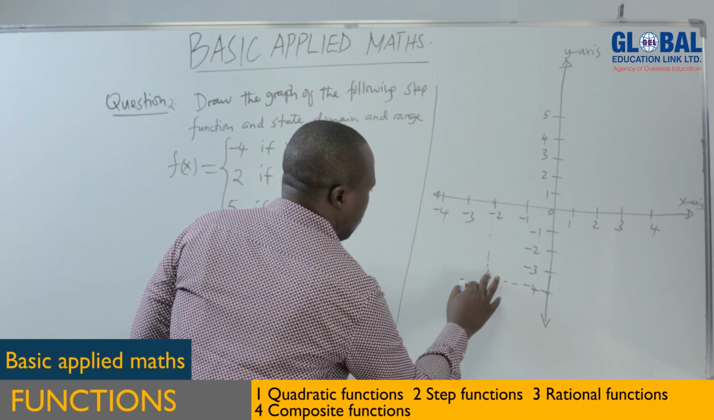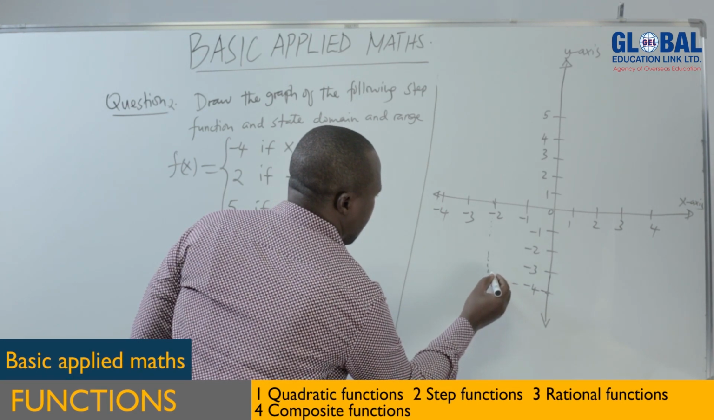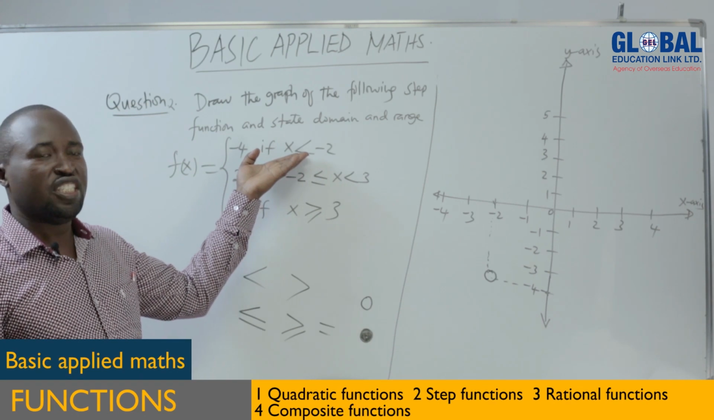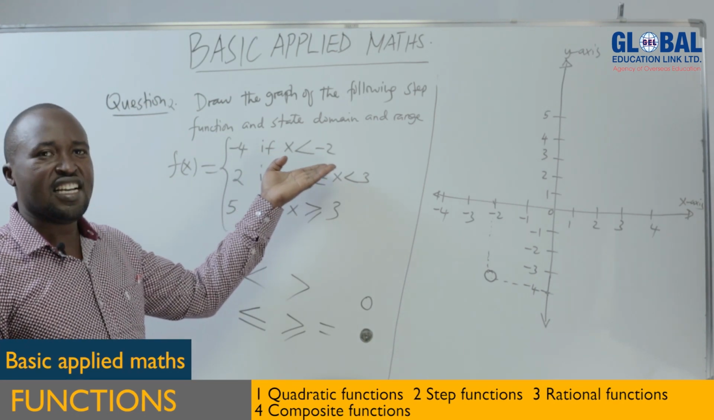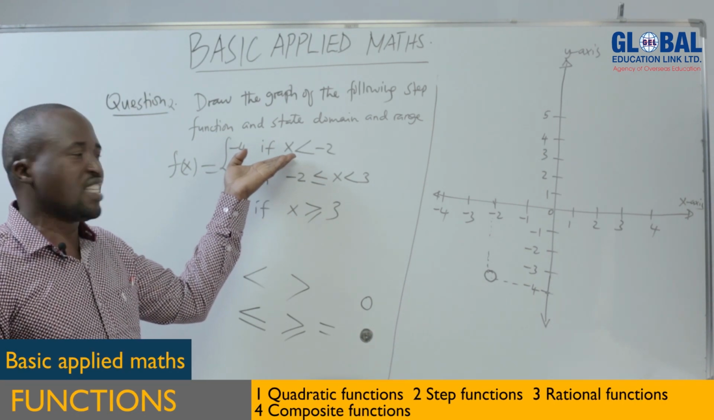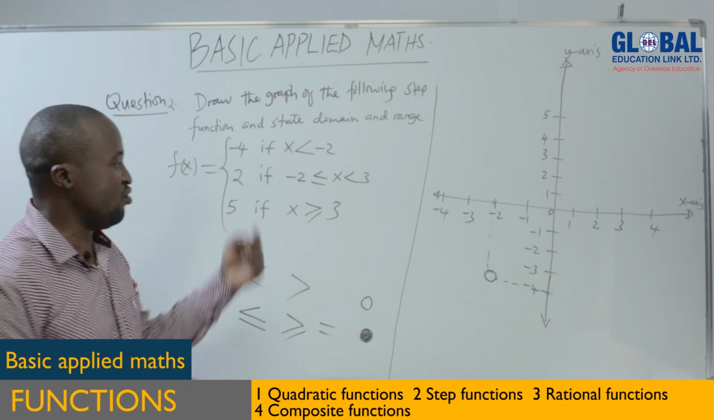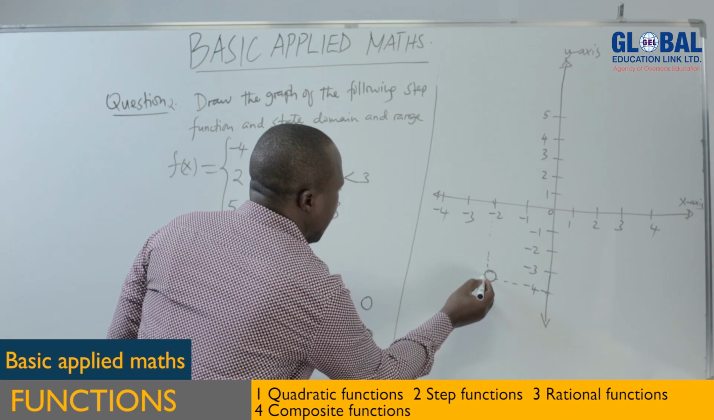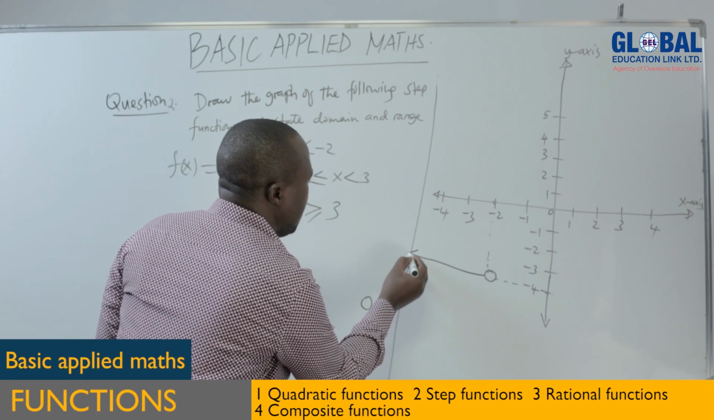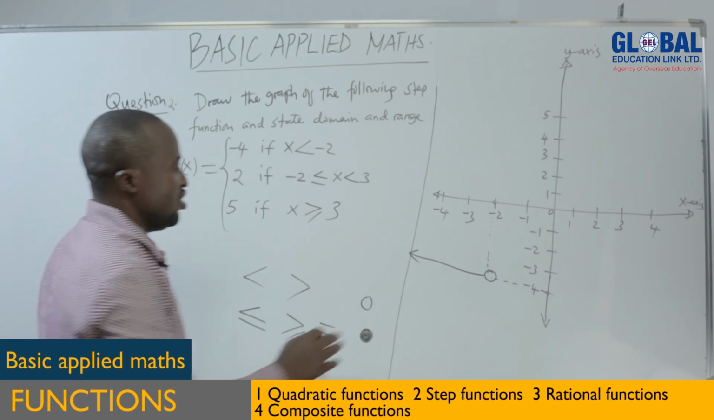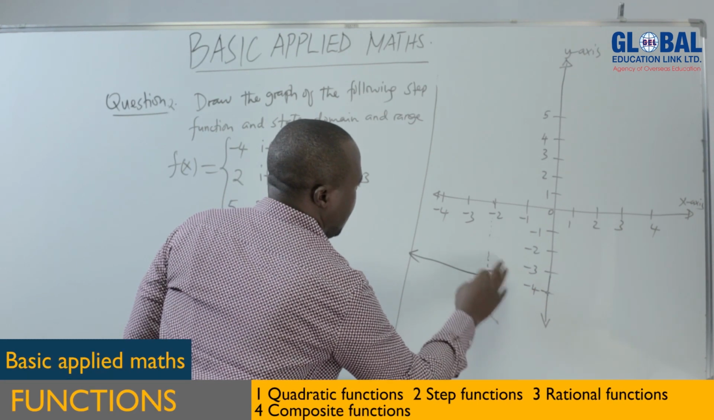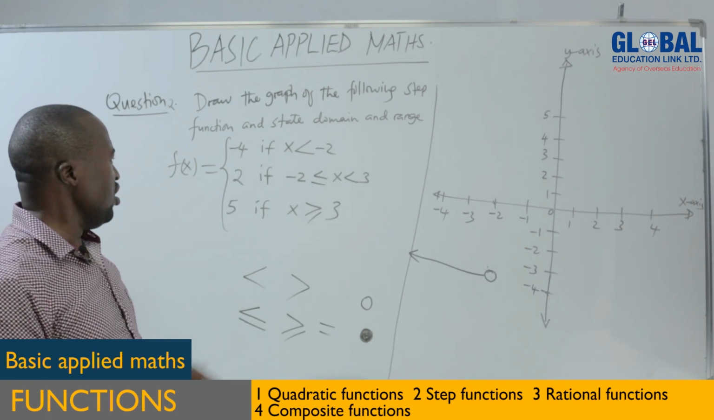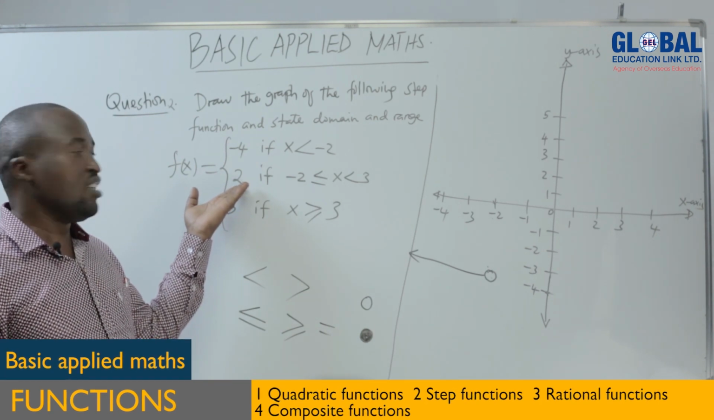So here we sketch a small circle like this, and then we interpret this condition: x is less than -2. We indicate values of x which are less than -2. Values of x which are less than -2 are on the left hand side. So we do like this. So this is the first condition.